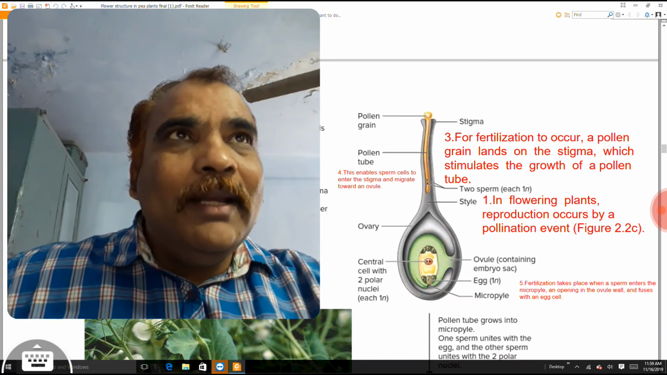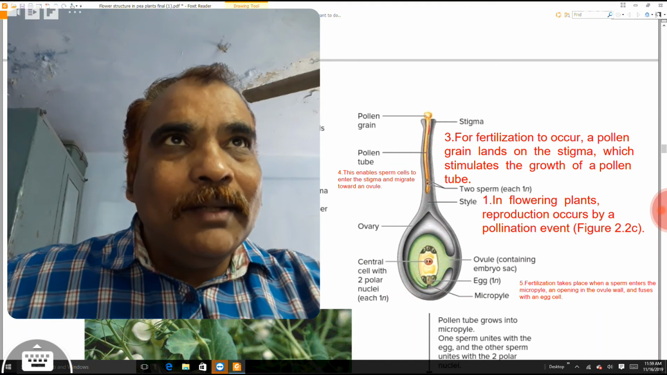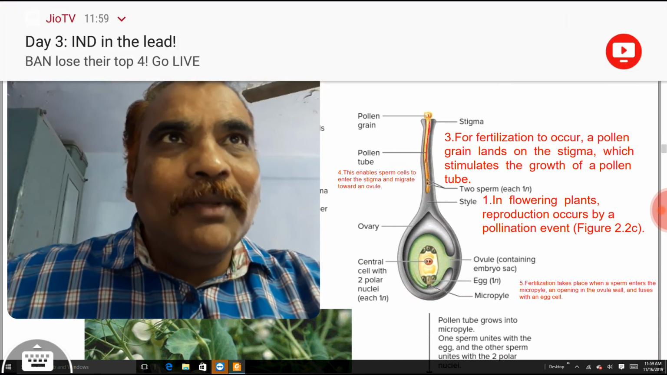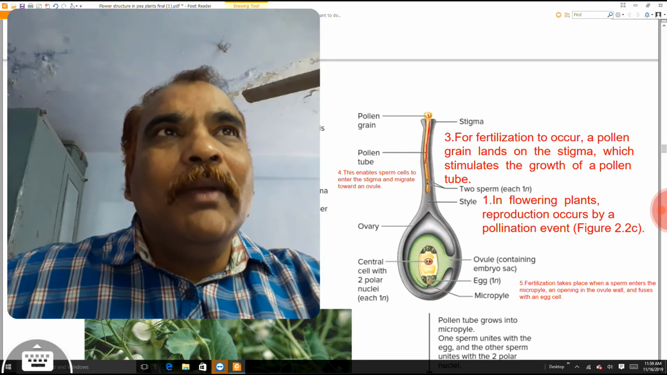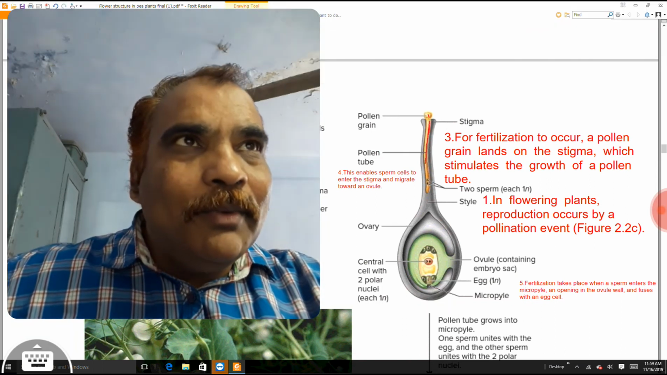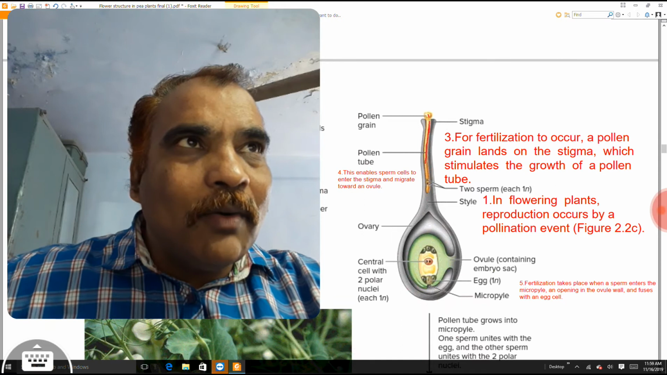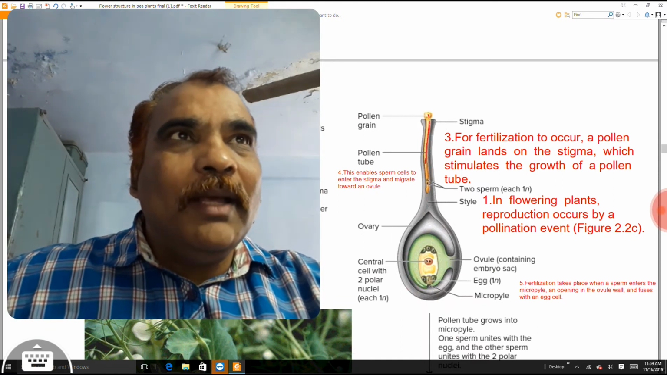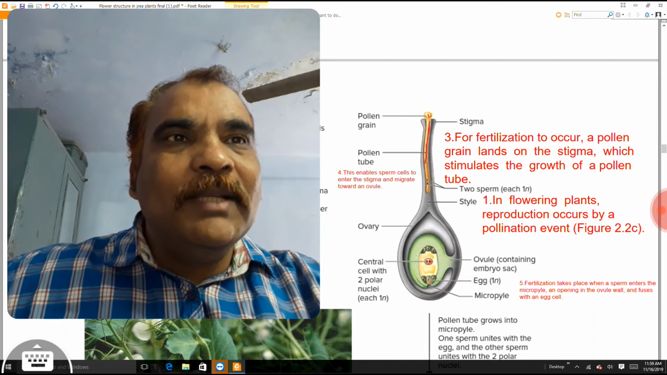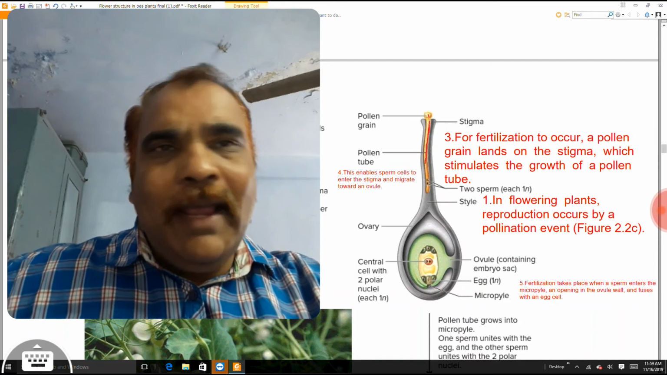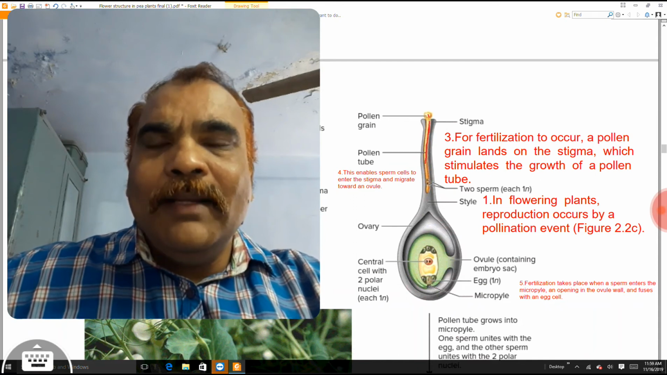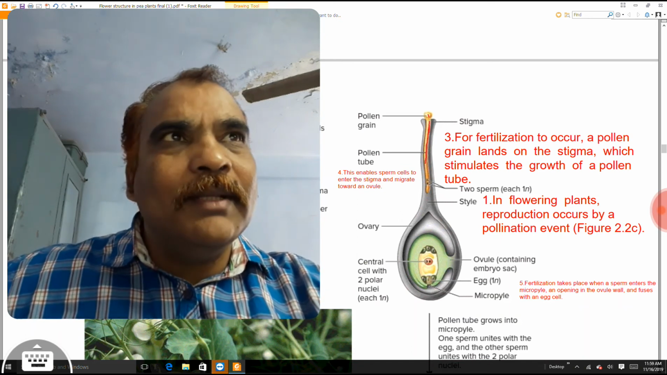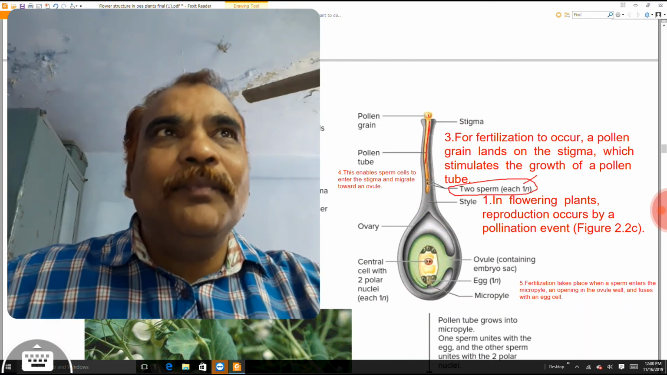As you can see, after the germination, the pollen grain grows into the pollen tube. Now in the pollen tube, you can see two sperms are already produced. So now there are two sperms, and in each sperm one n, meaning one set of chromosomes, a haploid set of chromosomes, is there.